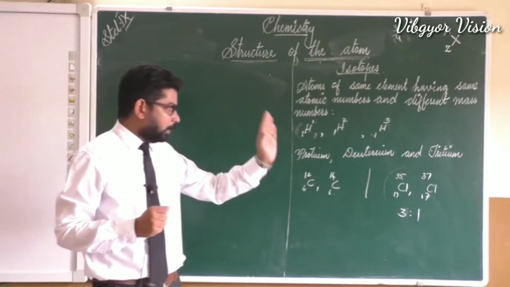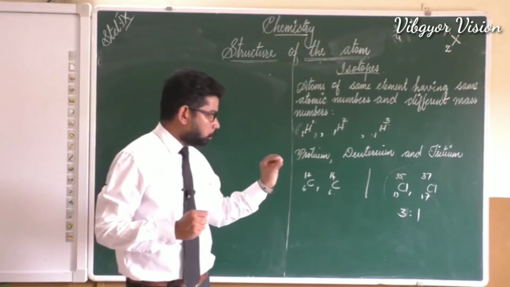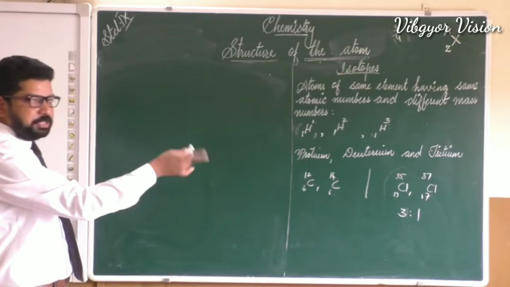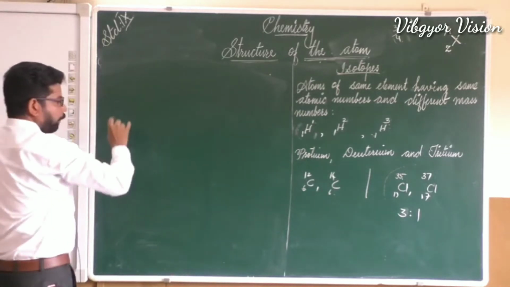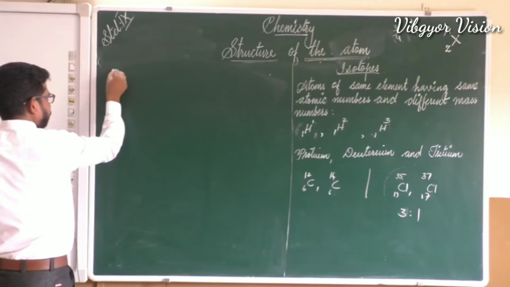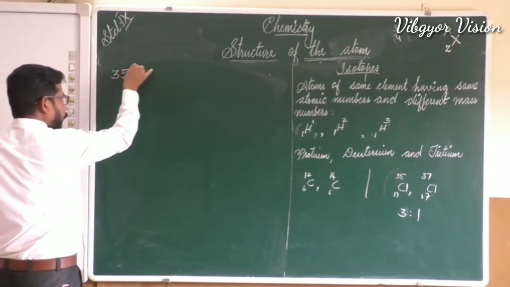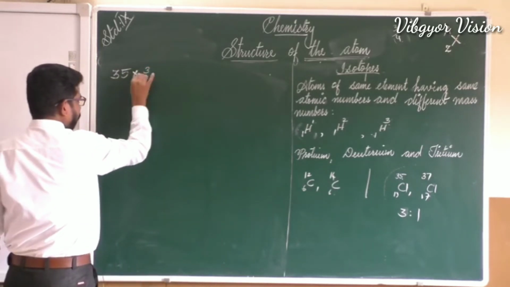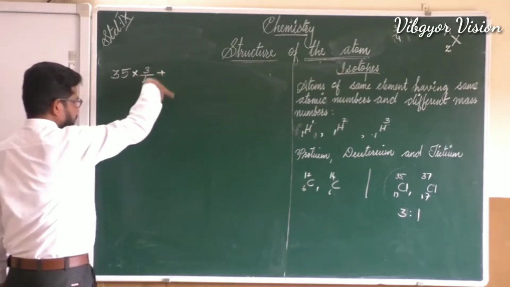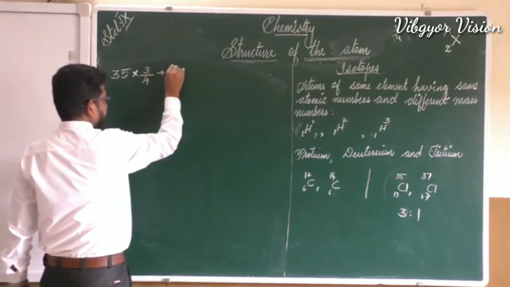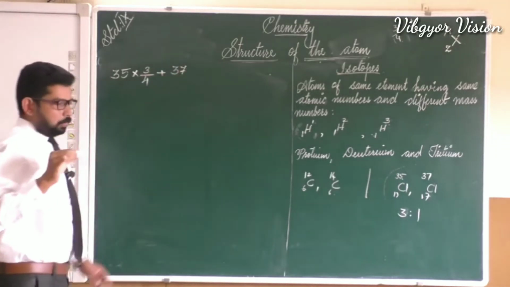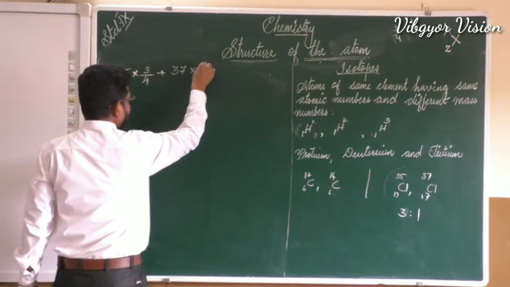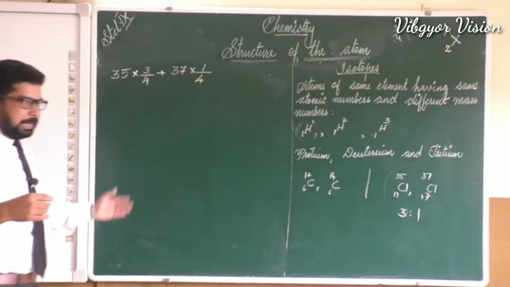We already said that chlorine has two isotopes, chlorine 35 and chlorine 37, and they are present in the ratio 3:1. So chlorine with atomic mass 35, how much is it present? It is present 75%, or we can write it as 3/4, plus chlorine 37. How much percentage is it present? 25%, or we can write it as 1/4. Let us simplify it.